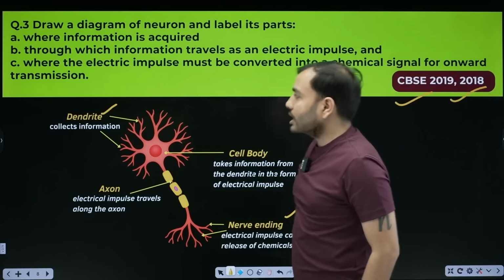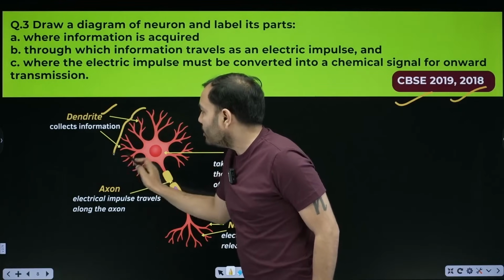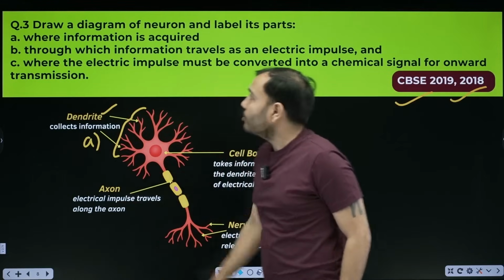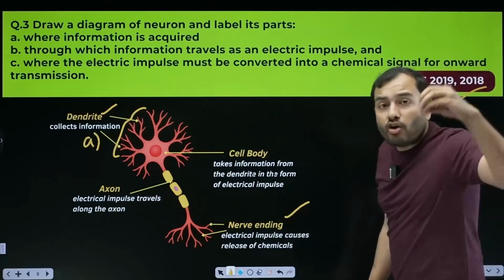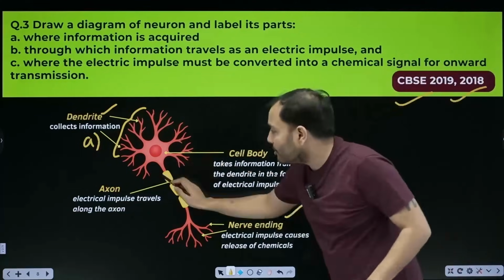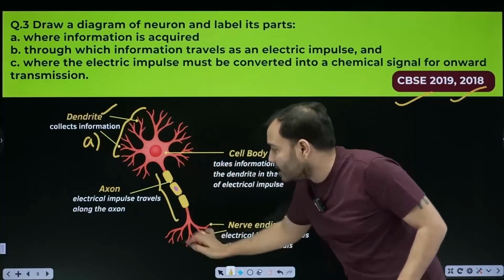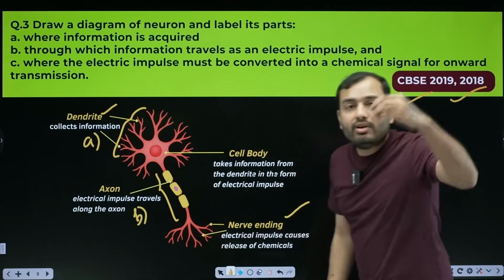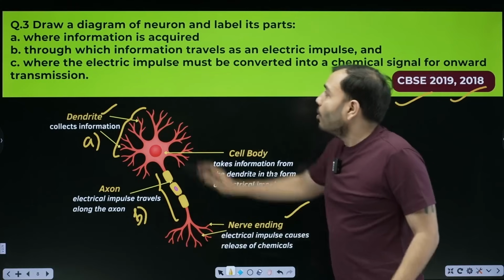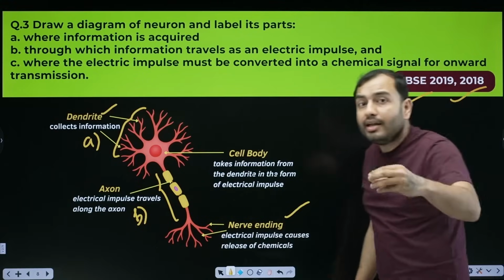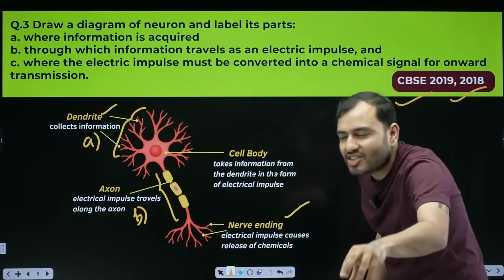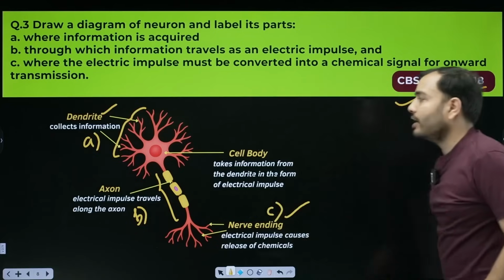Where is information acquired? In the dendrite, A. Through which part does information travel as an electrical impulse? See, it does here too, but I said the longest part is this one. So through the axon information travels like an electric impulse. Where must the electric impulse be converted into a chemical signal? Where the electric impulse changes into a chemical one, at the last, at the bottom, meaning the nerve ending became your C.